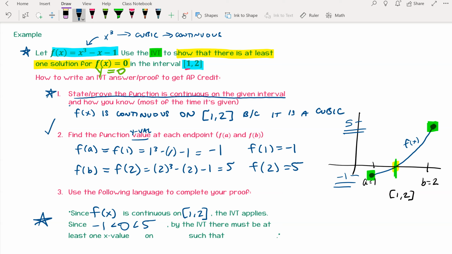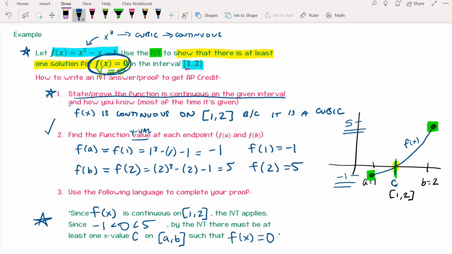Because 0 is in the middle, by the IVT, there must be at least one x value, we're going to say c, on AB. There has to be some x value. c would happen right here on our graph. We don't know what the x value is, but we know there is one x value between a and b such that, and then you finally conclude, f of c equals 0. Go back to what it was asking you. That has to be true.